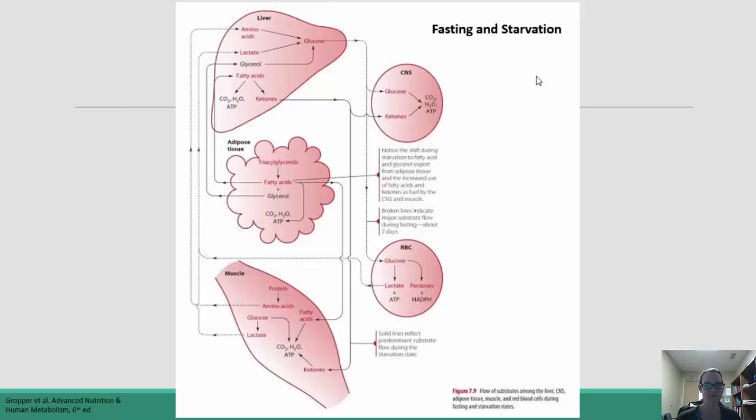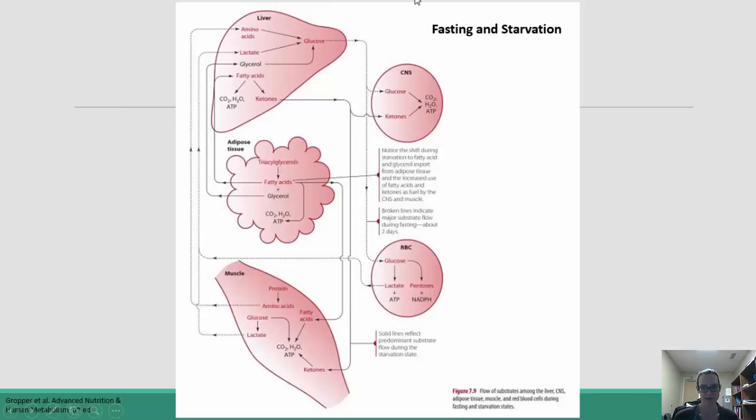And at this stage, we have really large daily losses of urinary nitrogen, and that makes sense because we're breaking down muscle protein. So here we have our protein breaking down to amino acids, and then these are being used for gluconeogenesis. We also have in our adipose tissue that our fatty acids are being broken down to glycerol, and that's also being used for gluconeogenesis.